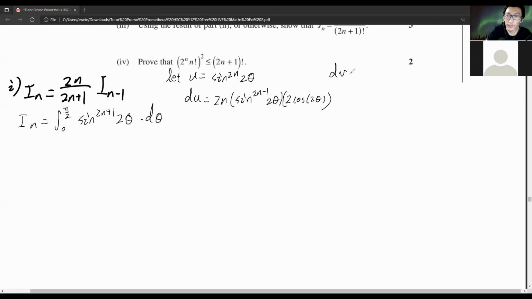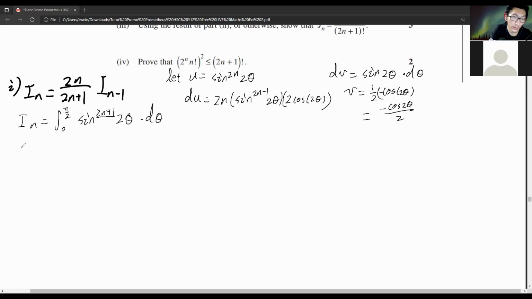Now let dv equal the single sine. I have 2n plus 1, so now I'm going to let the single one, not 2n. Let dv equal sine 2 theta times d theta. I will get my v as negative half cos 2 theta. Maybe I'll write negative cos 2 theta on 2.